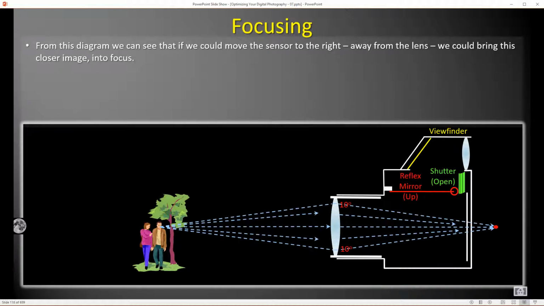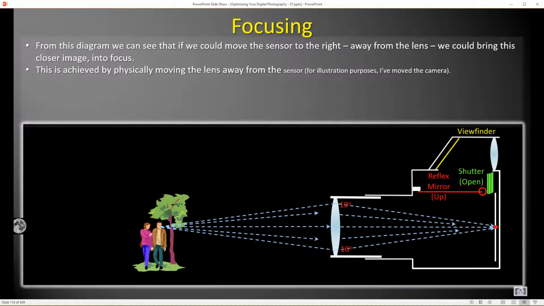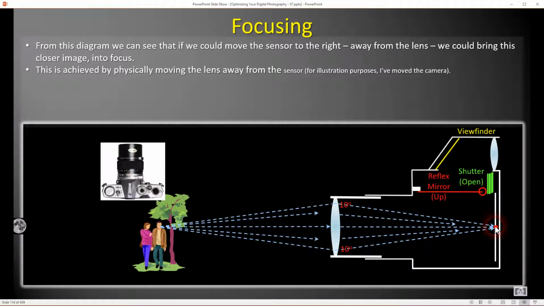So we can see from the diagram that if we could move the sensor to the right there, away from the lens, we could bring this closer image into focus. So this is achieved by physically moving the lens away from the sensor. In most cameras, it moves the lens away from the sensor. But for this illustration, I'll just move the camera body. So you can see the camera body is moved, so the sensor is now at a position where those cones of light, rays of light, are coming in and sharply focusing.